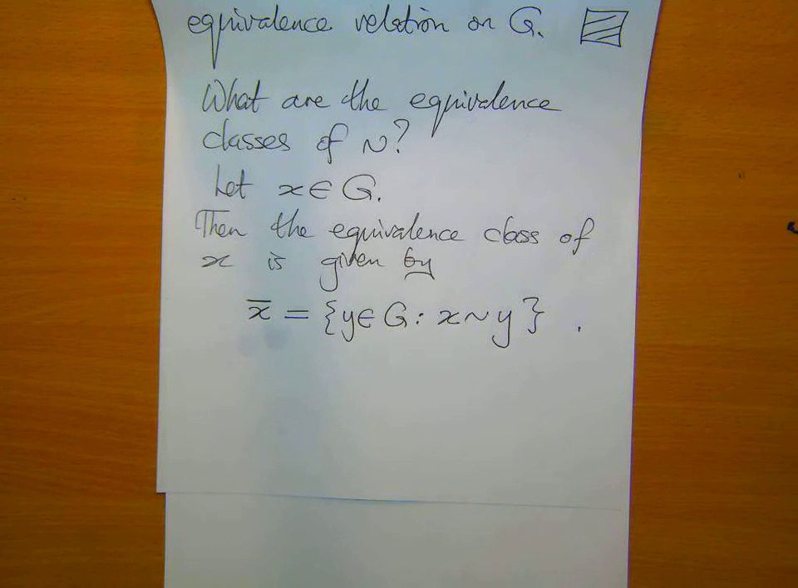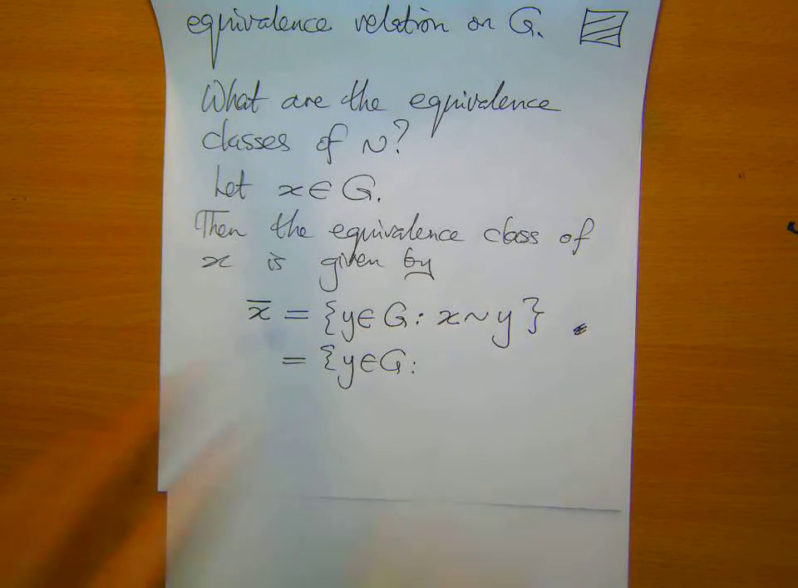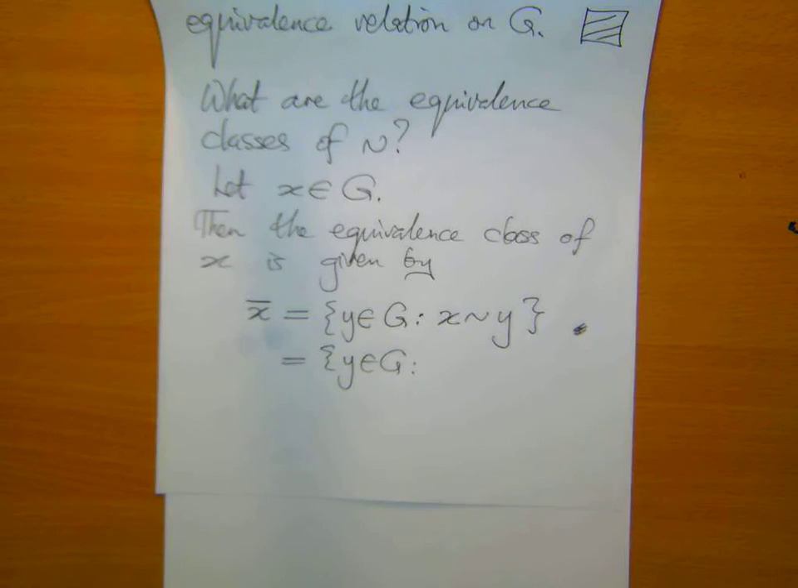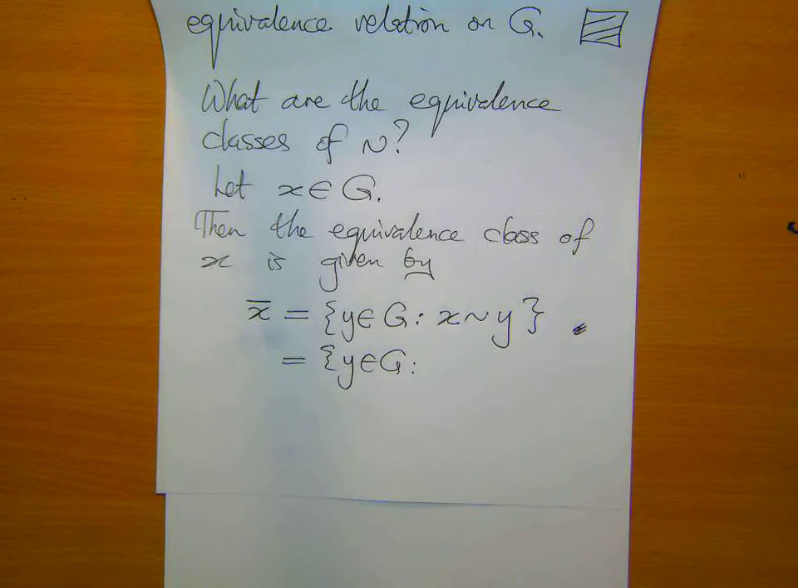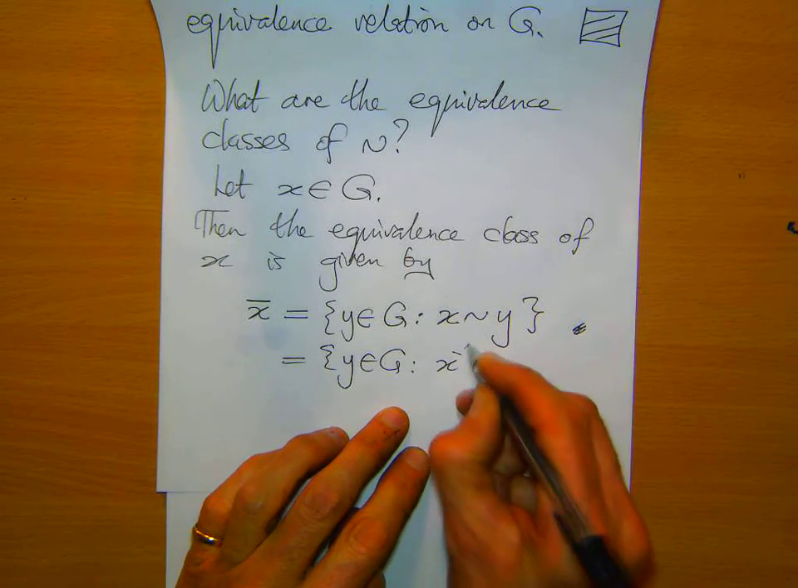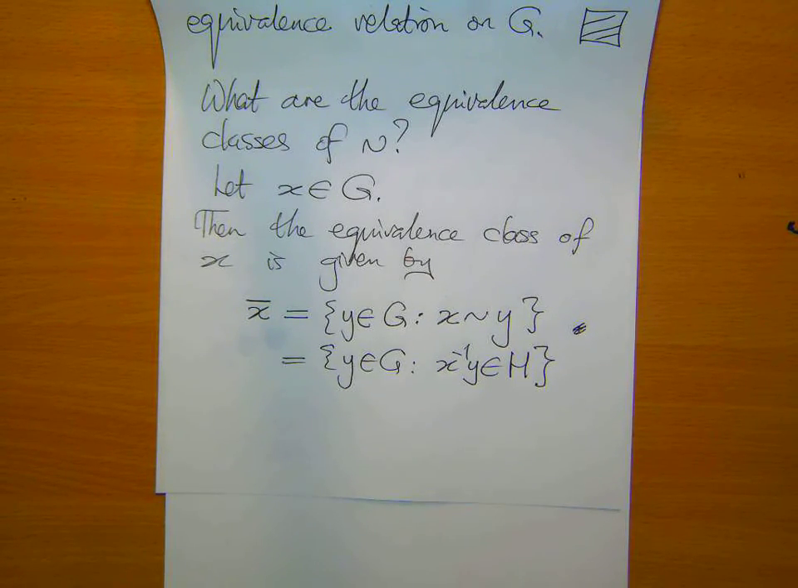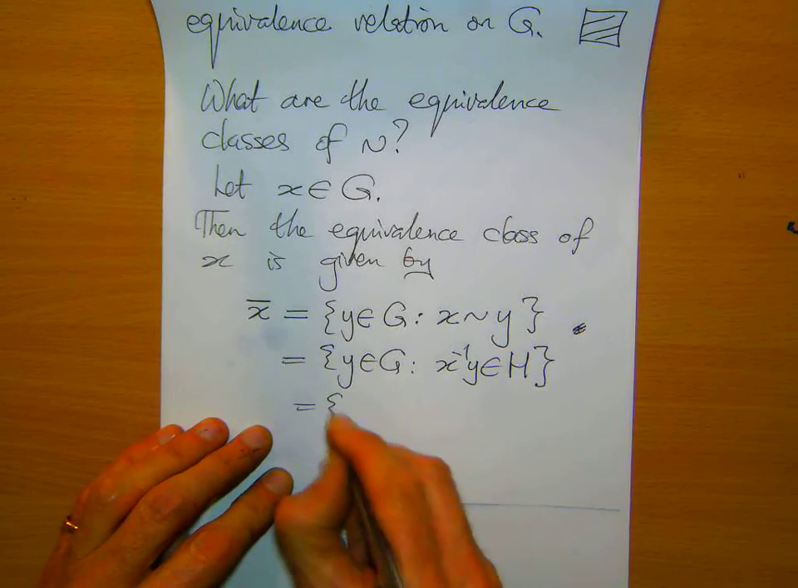So it's clearly going to be something to do with H, because tilde is defined in terms of H. So that's a set of all Y in G. By the way, this first line is just the definition of X bar. It's the definition of the equivalence class. But now I'm going to put down what X tilde Y means. It means that X inverse Y is in H. So that's where H enters the story. So that's a set of all Y in G.